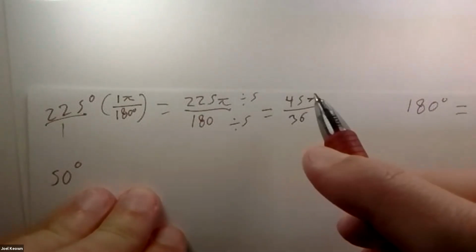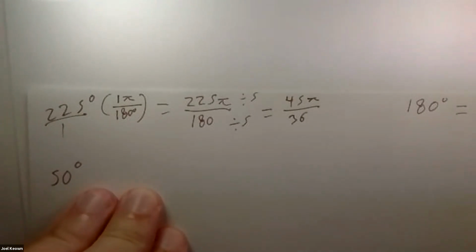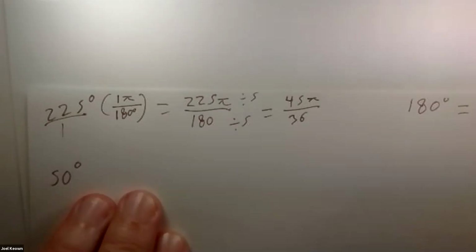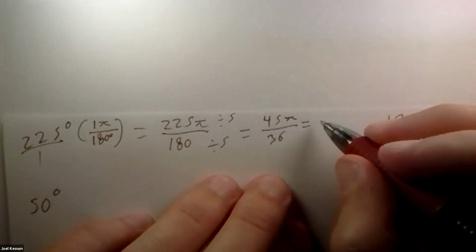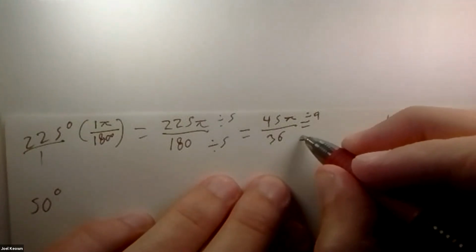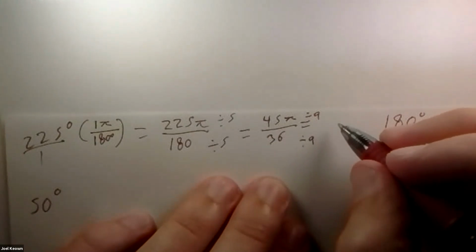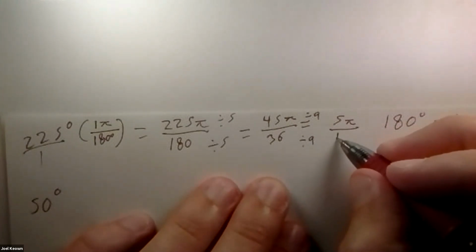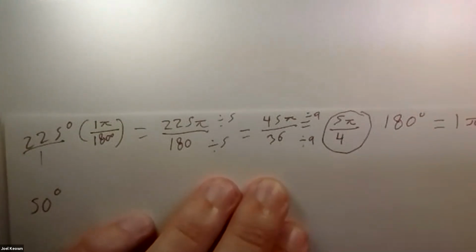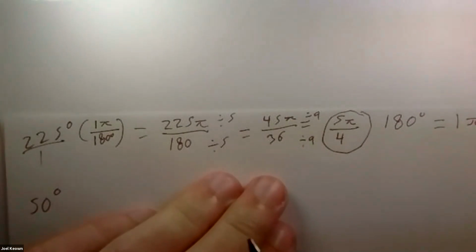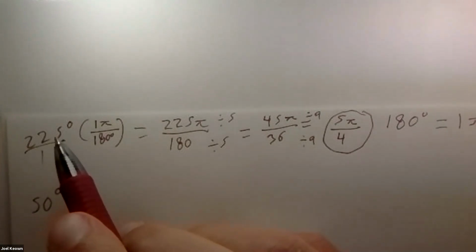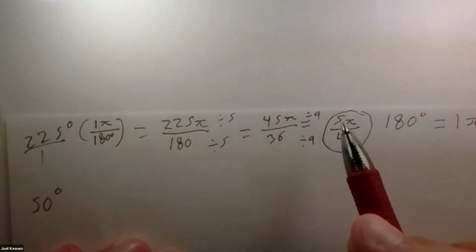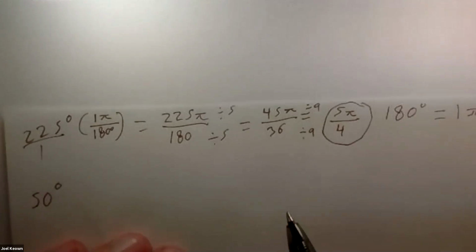You'll notice that when I'm doing this, I just leave the pi there. It's not going to go anywhere. I'm just worried about the numbers. Now I see 36 and 45. Well, I know both of those are divisible by 9. 45 divided by 9 is 5. 36 divided by 9 is 4. So that simplifies to 5 pi over 4 radians. So this is degrees, and this is exactly the same thing, but in radians.